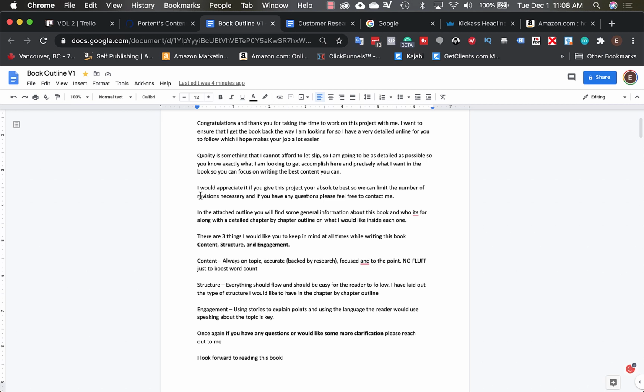In the attached outline, you're going to find some general information about this book and who it's for, along with a detailed chapter-by-chapter outline on what I'd like inside each one. So we're actually going to be showing them exactly what we want in every single chapter and what key points we want to have in each one.